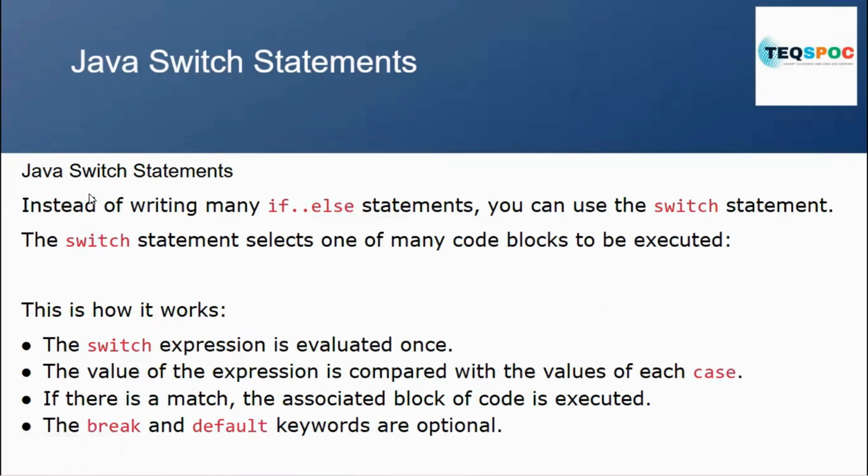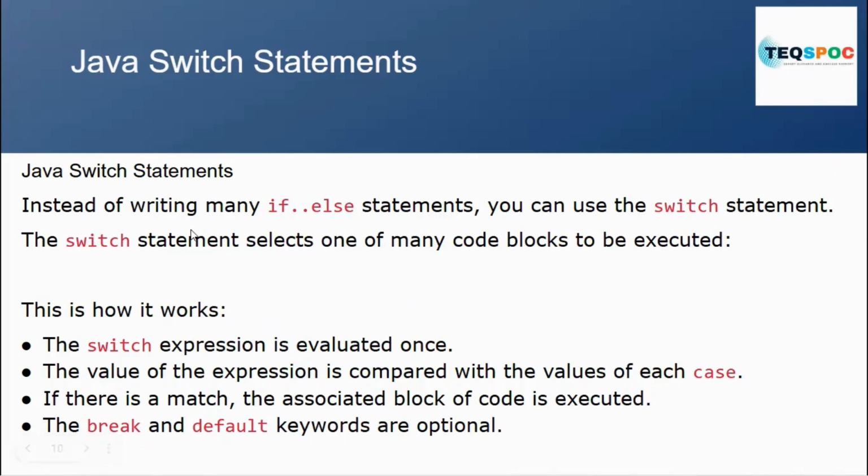Basically, instead of writing many else if statements, you can use the switch statement. The switch statement selects one of many code blocks to be executed. This is how it works: the switch expression is evaluated once, then the value of the expression is compared with the value of each case. If there is a match, it is true. If there is no match, it is false. And inside the switch statement, we have break and default.